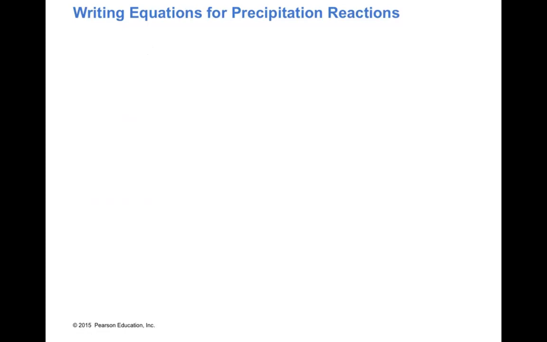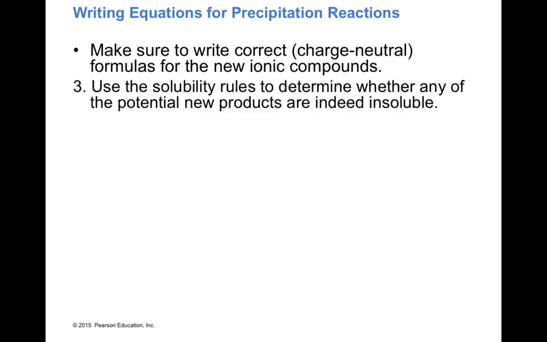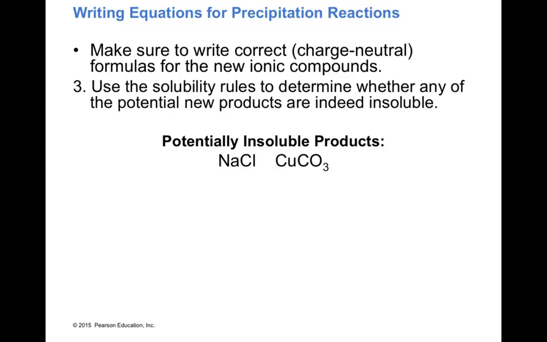So make sure to write the correct formulas for the new ionic compounds. That's really, really important, okay? If you need two of the anion with one of the cation or vice versa, or you just need one and one, it's very important to write the correct formula for the new ionic compound. Use the solubility rules to determine whether any of the potential new products are indeed soluble. So the two potentially insoluble products are sodium chloride and copper carbonate.